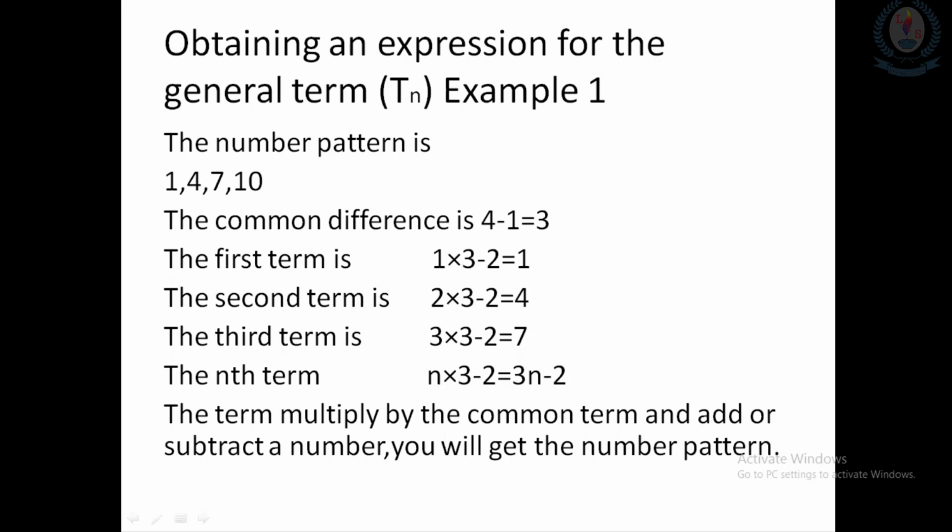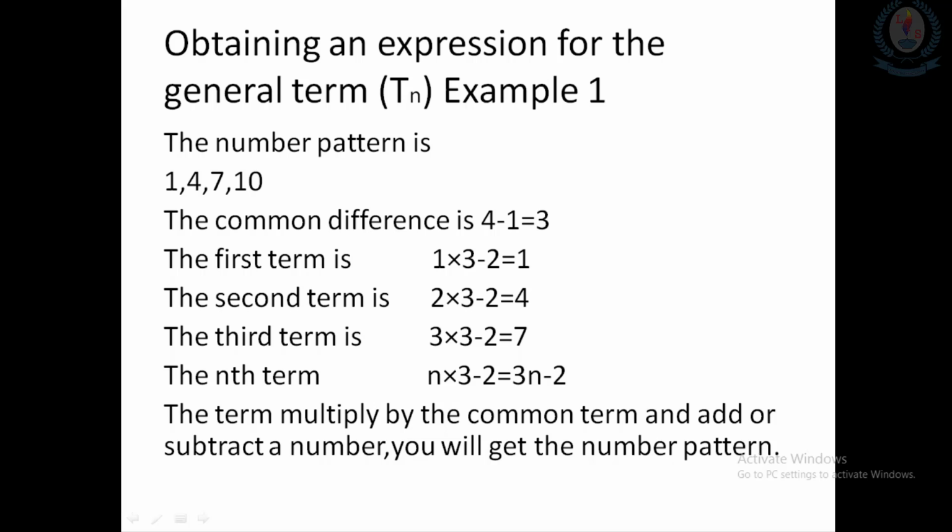Obtain an expression for the general term Tn. Example 1. The number pattern is 1, 4, 7, 10. The common difference is 4 minus 1, 3. So what are we going to do? If you want to find the first term, take 1. 1 multiplied by the common difference, 3. We want to make 1. So 3 minus 2 is 1.